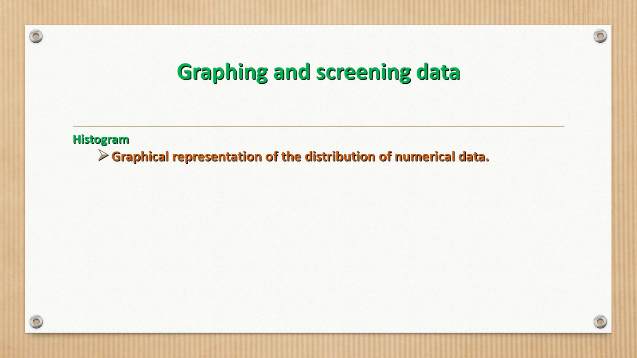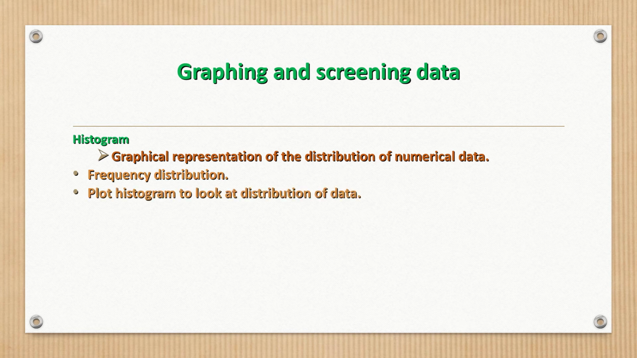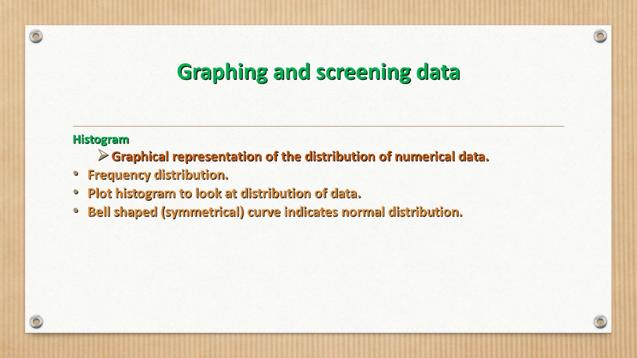So what's a histogram? Histogram is a graphical representation of the distribution of numerical data. It is a frequency distribution. Plotting the histogram will help you look at the distribution of your data and determine whether your data are normally distributed or not. So the purpose of the histogram graph is to screen your data visually, looking for any deviation from normality distribution of the data.